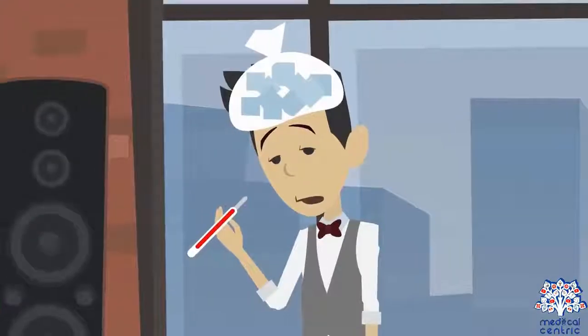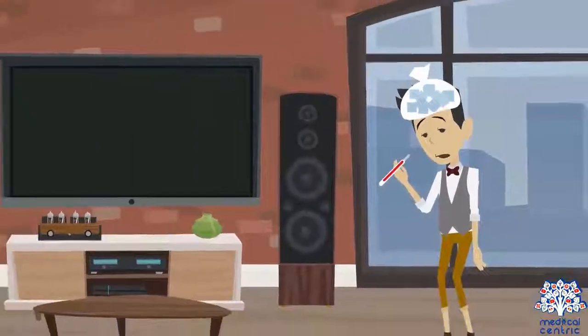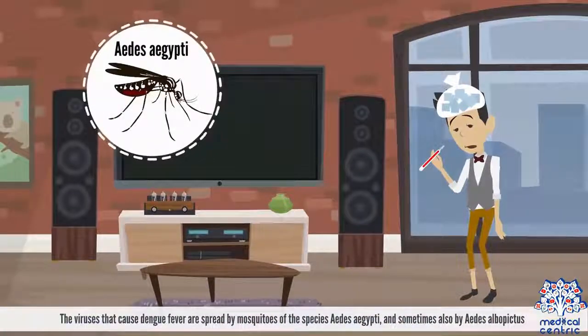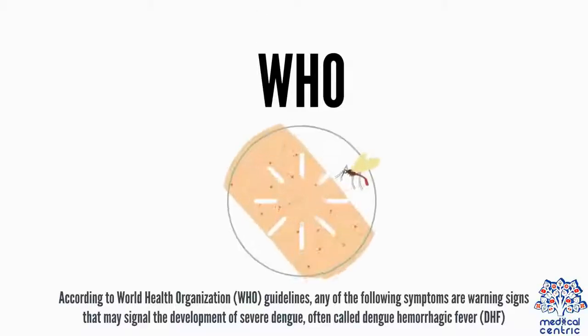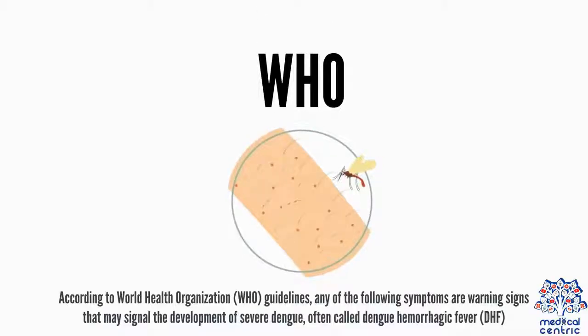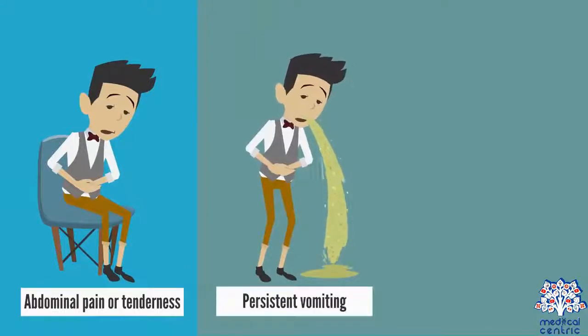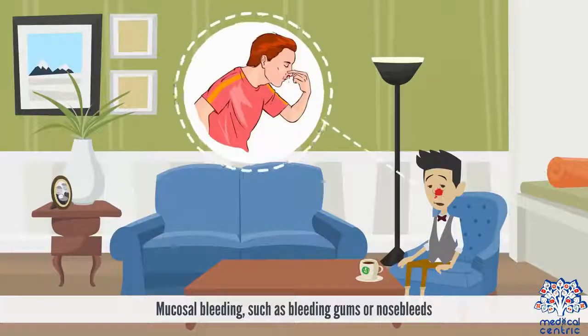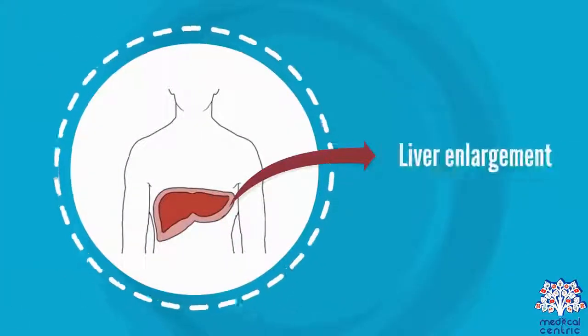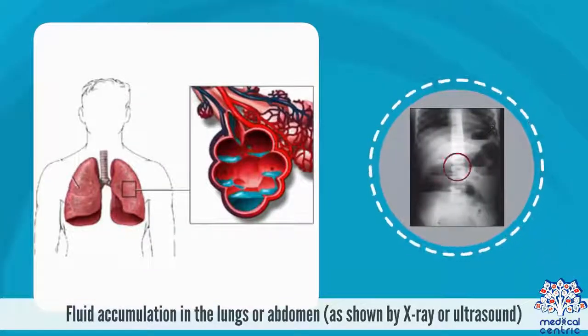Causes. The viruses that cause dengue fever are spread by mosquitoes of the species Aedes aegypti, and sometimes also by Aedes albopictus. According to the World Health Organization guidelines, any of the following symptoms are warning signs that may signal the development of severe dengue, often called dengue hemorrhagic fever, or DHF. Abdominal pain or tenderness, persistent vomiting, lethargy or restlessness, mucosal bleeding, such as bleeding gums or nosebleeds, liver enlargement, fluid accumulation in the lungs or abdomen, as shown by X-rays or ultrasound.